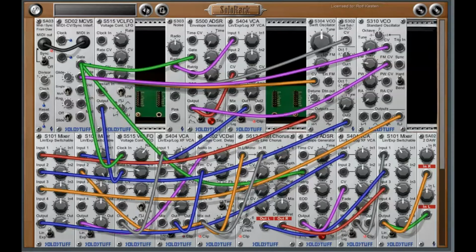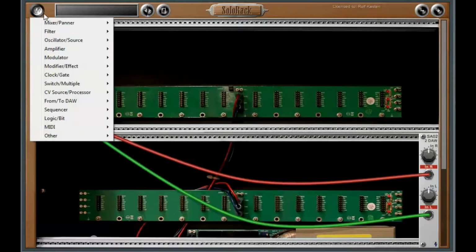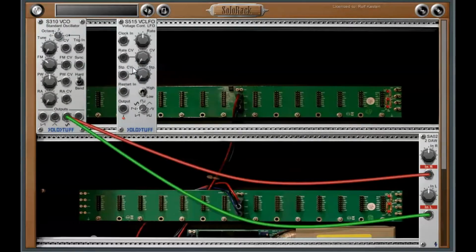All right, let's add an oscillator to the rack now. And it's again going to be the S310 VCO. There have been some questions since publishing my last video about this oscillator. Some of them are really interesting and should be answered here before I continue with the other 3 oscillators of SoloRack. First question: why did I use an amplifier module to modulate the strength of FM modulation when there is an FM knob to regulate this parameter on the S310 itself?